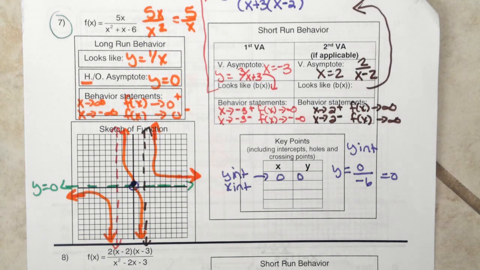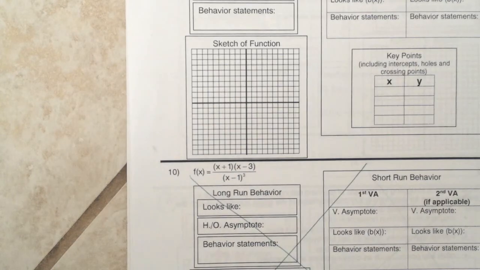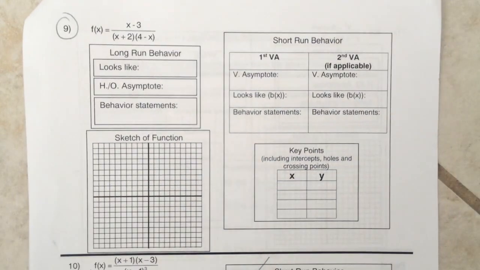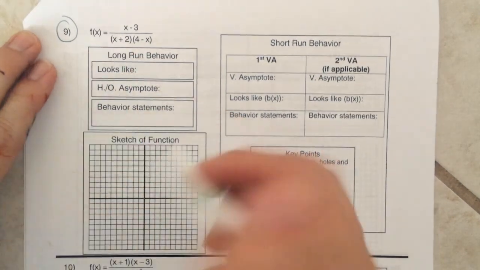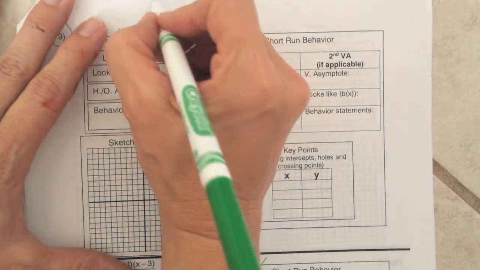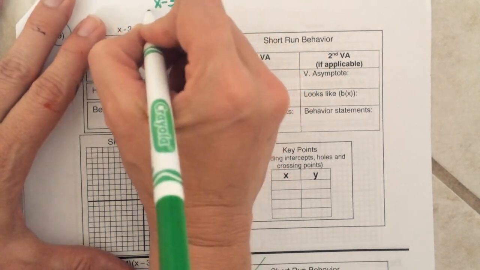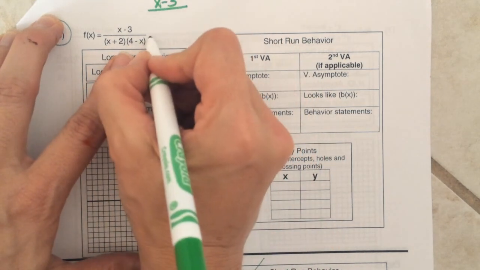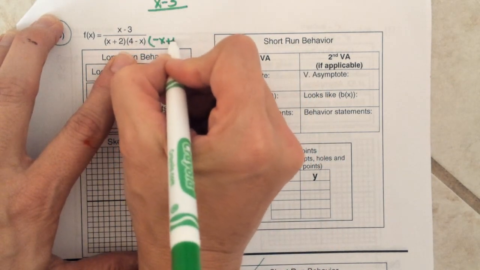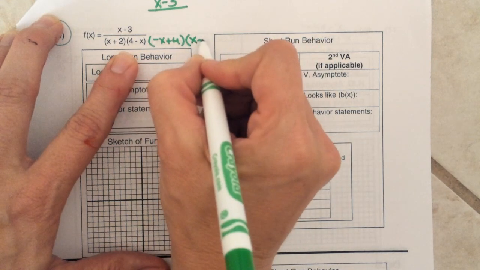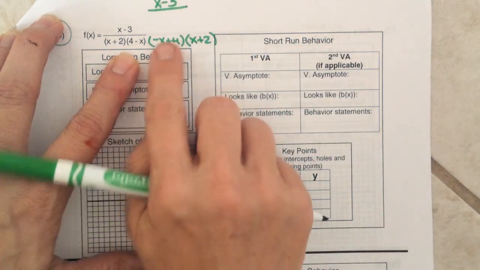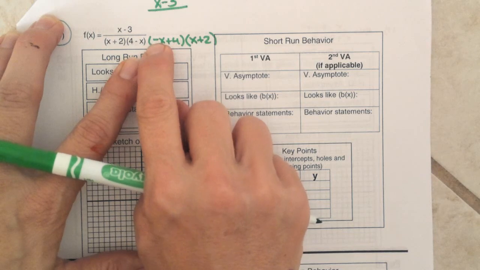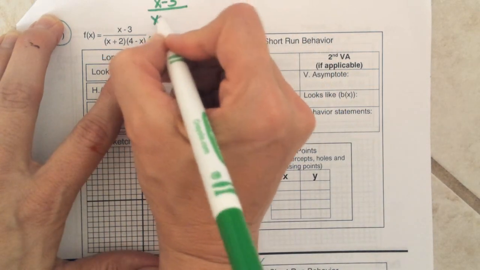All right, here's number 7. All right, we did number 8 in class, so the last one we're going to look at is number 9. So on number 9, to do the long run behavior, I have to FOIL out the bottom. On the top, we've got x minus 3, and on the bottom, I'd FOIL negative x plus 4 times x plus 2. So I can see that a negative x times a positive x is going to give me an x squared.